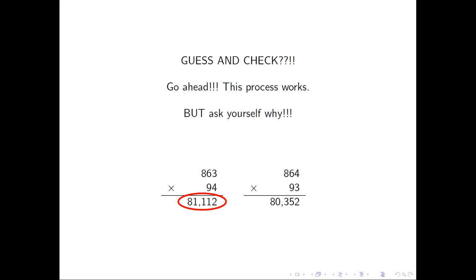So if we have 863 times 94, we'll get 81,112, which is the answer. But if you had the 4 and the 3 switched, you have 864 and 93, and that's 80,352. Alright, so now we know the answer.